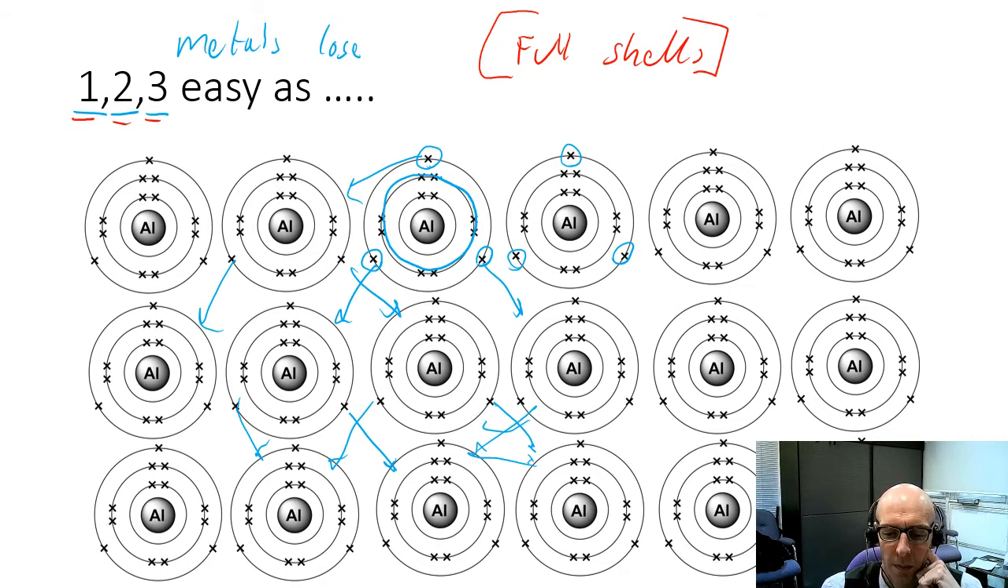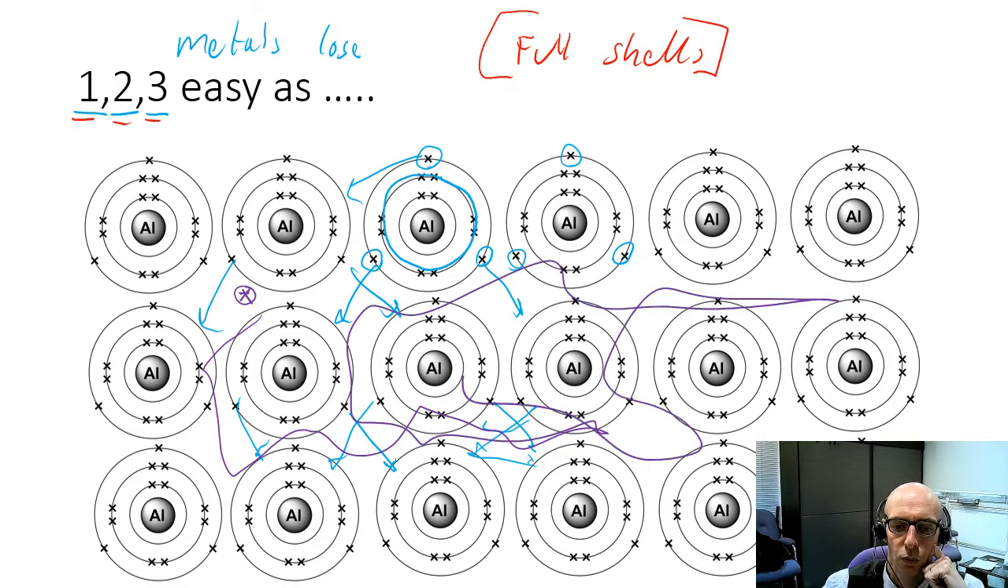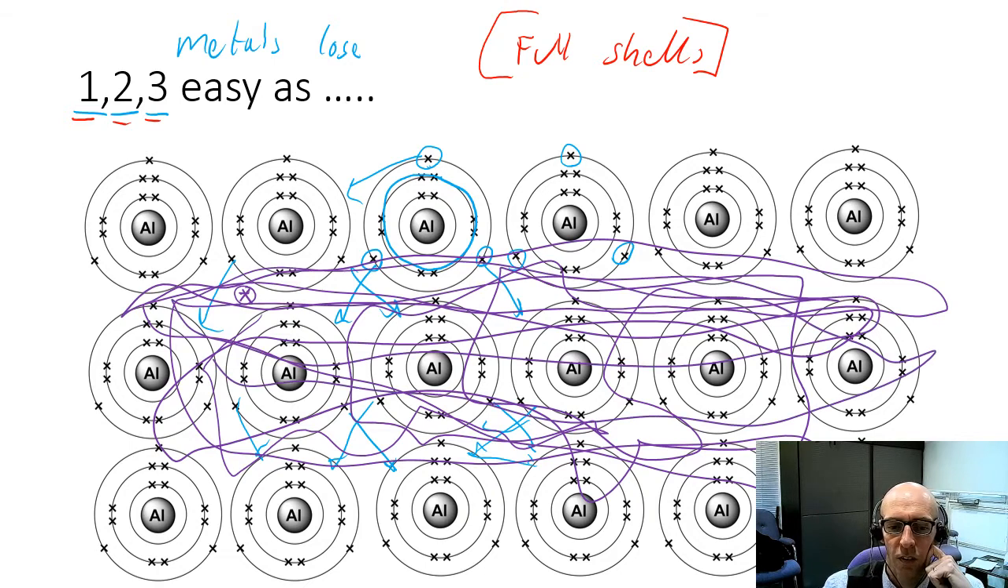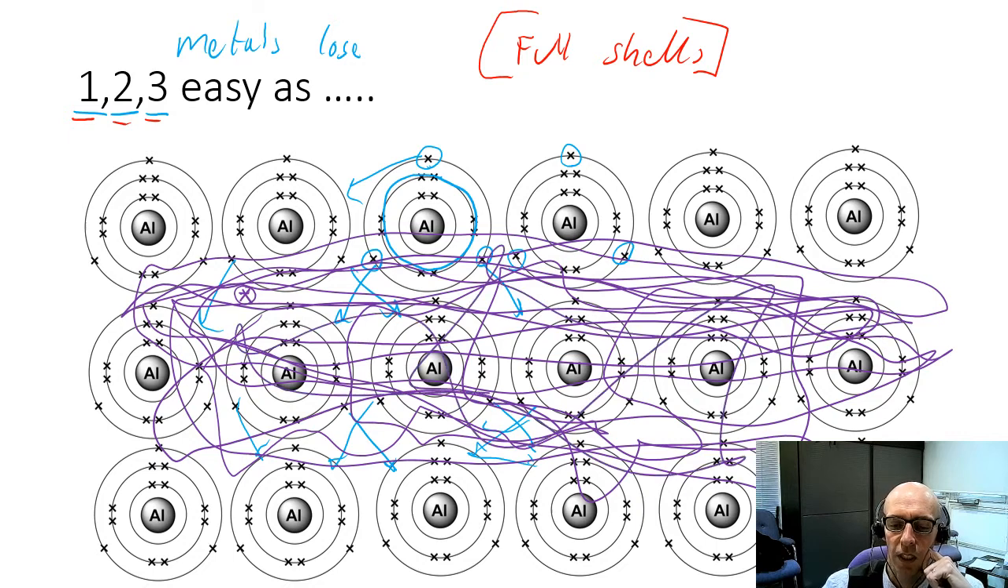So I'm going to change colour pen. Here is an electron, and I should draw it as a cross really, there you go. And let's follow the path of it. And that electron is just being passed around all over the place. They don't want it. They're all sharing it in a way, but it's just being passed back and forth all over the place randomly. But so are all those other outside shell electrons.